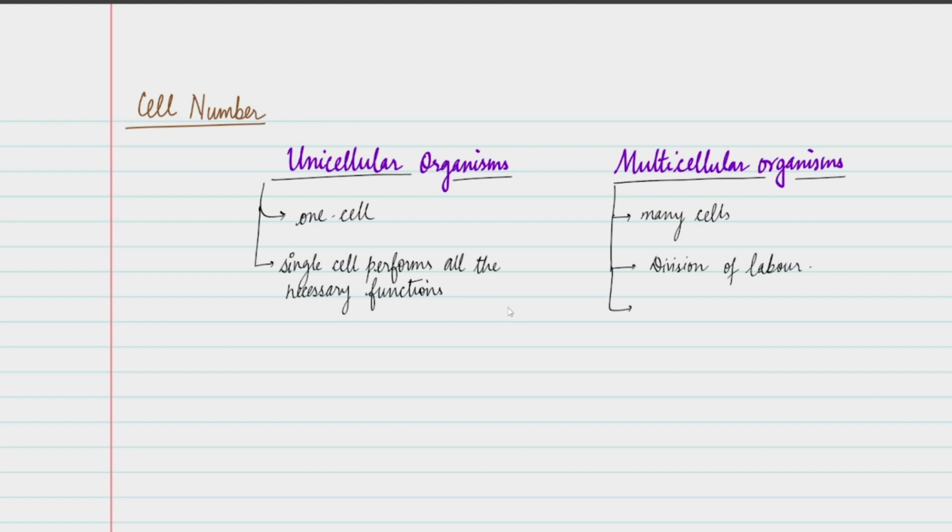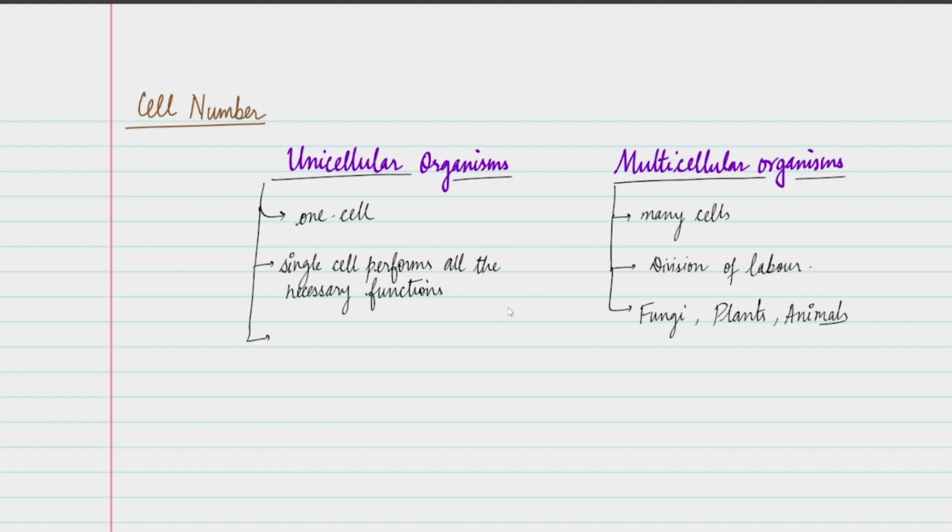So examples of multicellular organisms are the organisms belonging to the kingdom fungi, except yeast, which is unicellular. Plants, animals, they are multicellular organisms.